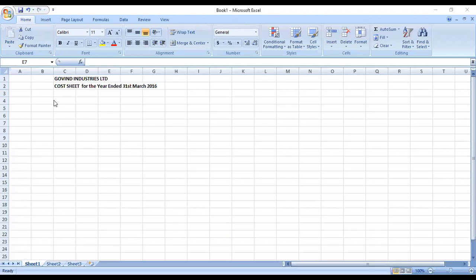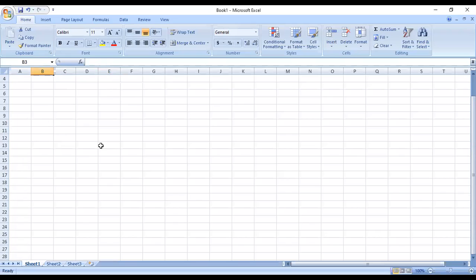Okay, sorry for the interruption. So Govind Industries, the cost sheet for the year ended 31st March 2016. Now, in this case, the production unit is missing.